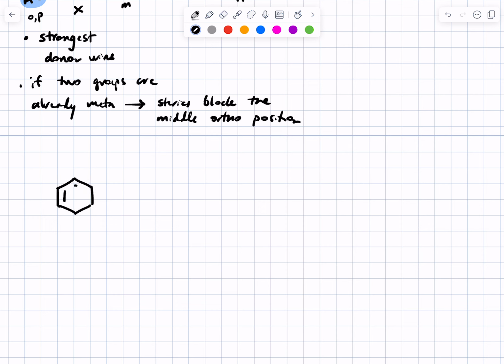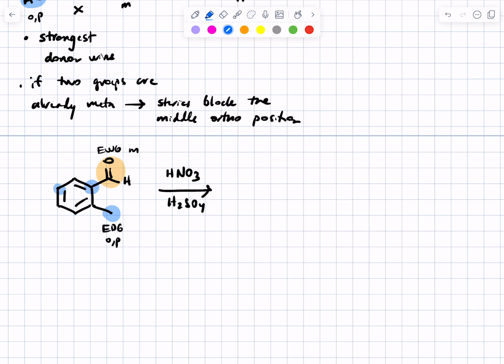Here we have an aldehyde and an alkyl group, and let's do the nitration reaction. Again, it's useful to remember that the alkyl group is an electron donating group, so it's an ortho and para director. The aldehyde is an electron withdrawing group, so it's a meta director.